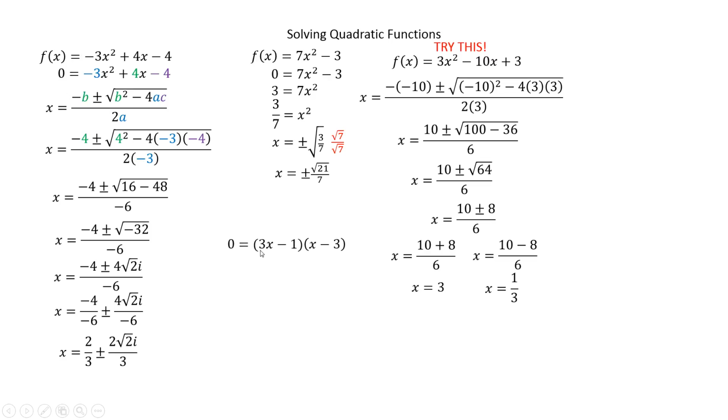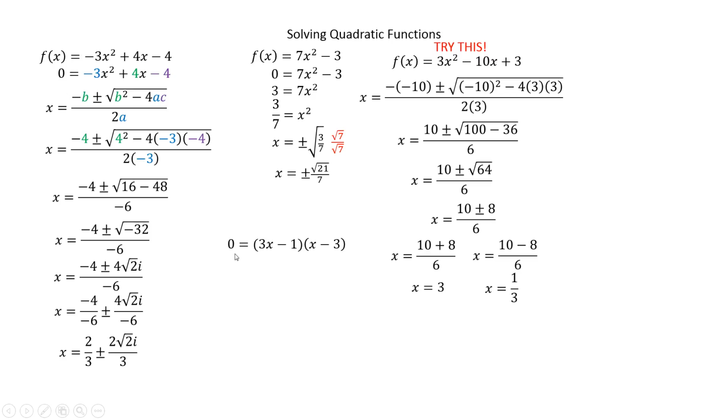It factors, we have 3x squared. Well, 3x times x will equal 3x squared. And what times what equals 3? -1 and 3. And so if we multiply this out, we'd have 3x times x is 3x squared. 3x times -3 is minus 9x. Then minus another x. -9x minus x is -10x. And then -1 times -3 is +3. So this would be the factors.